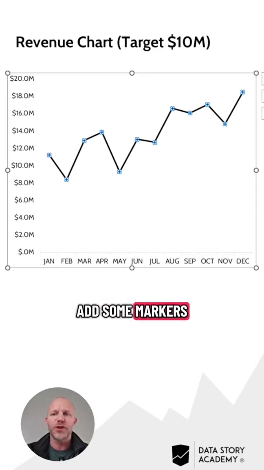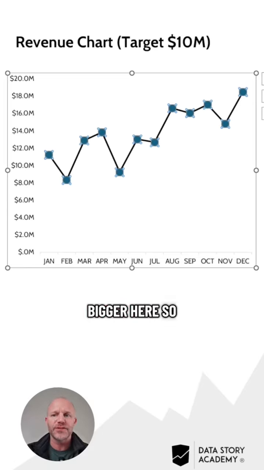But the next thing I'm going to do is click on the line itself, and I'm going to add some markers to really make the different data points stand out. I'm just going to use a built-in circle marker within PowerPoint. I'm going to make it a little bigger here so you can see it. And it's kind of a dark blue right now, so I'm actually going to make it black.